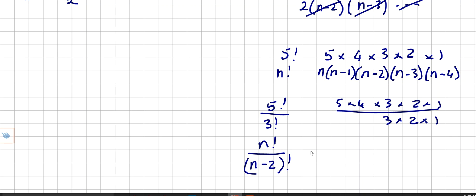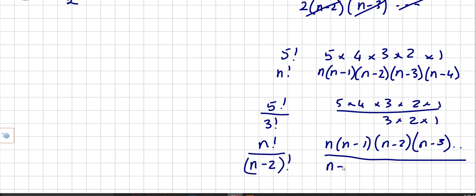So on this, it would become n times n minus 1 times n minus 2 times n minus 3 and so on. And this would start with n minus 2, and then 2 is n minus 3. It has to be one less, yeah? And then finally n minus 4. Now, because I've got it on top, they all cancel out. So I'm left with only that bit.